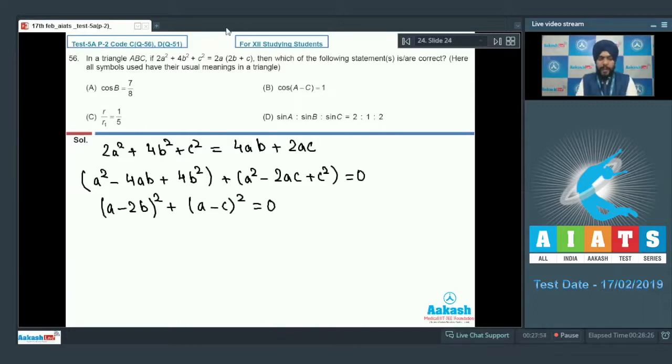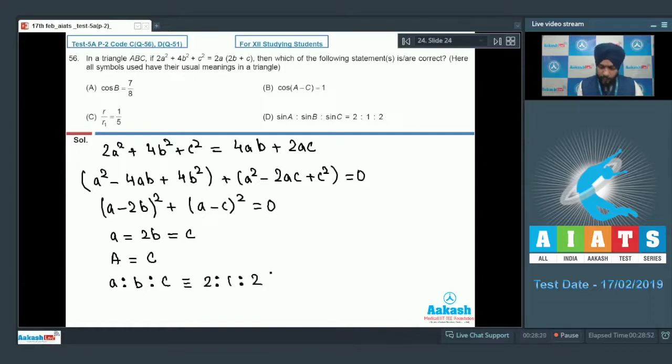So from here, we have the sum of 2 squares equals 0. It is only possible when both the numbers are 0. So a equals 2b equals c, because a is equal to c from the second part. So we have angle A equal to angle C. A is to b is to c as 2 is to 1 is to 2. So that means option B and option D both are clearly correct.